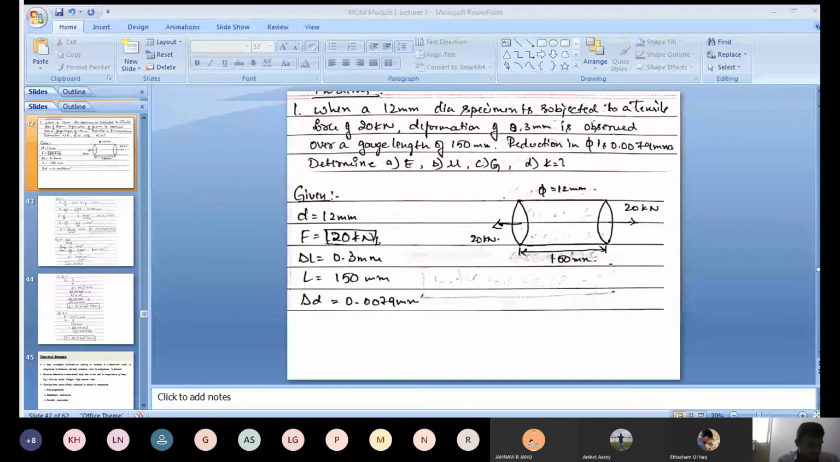Now we'll check who will tell first. Again, it is circular cross section. If you want cross sectional area, it is pi by 4 d square, right? Yes, anybody got the value of Young's modulus? Okay, take 3 minutes, complete all the calculation and tell me the answer.